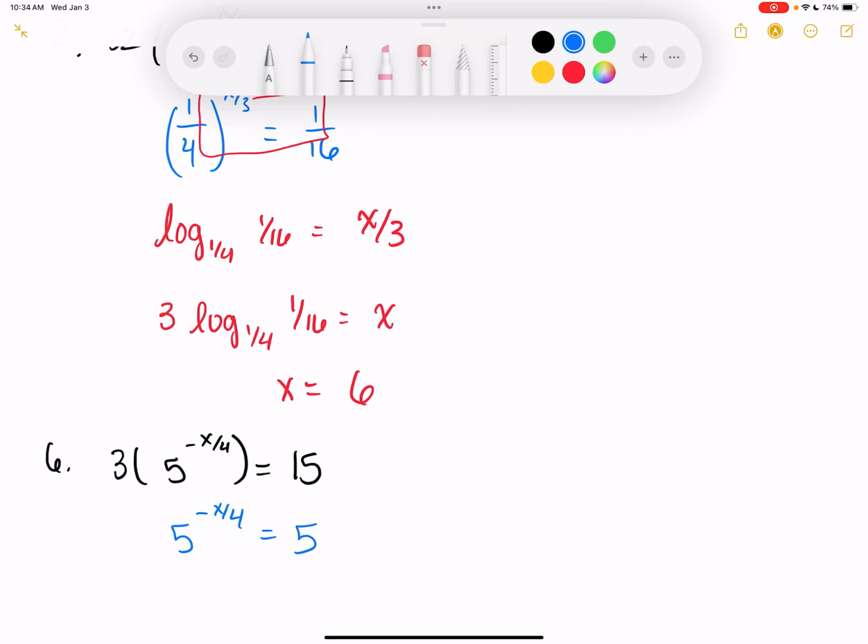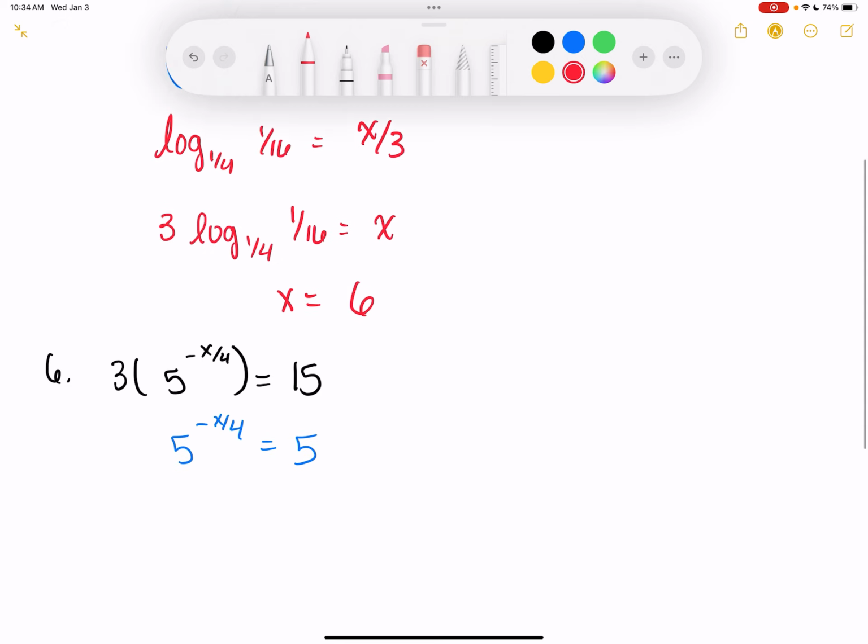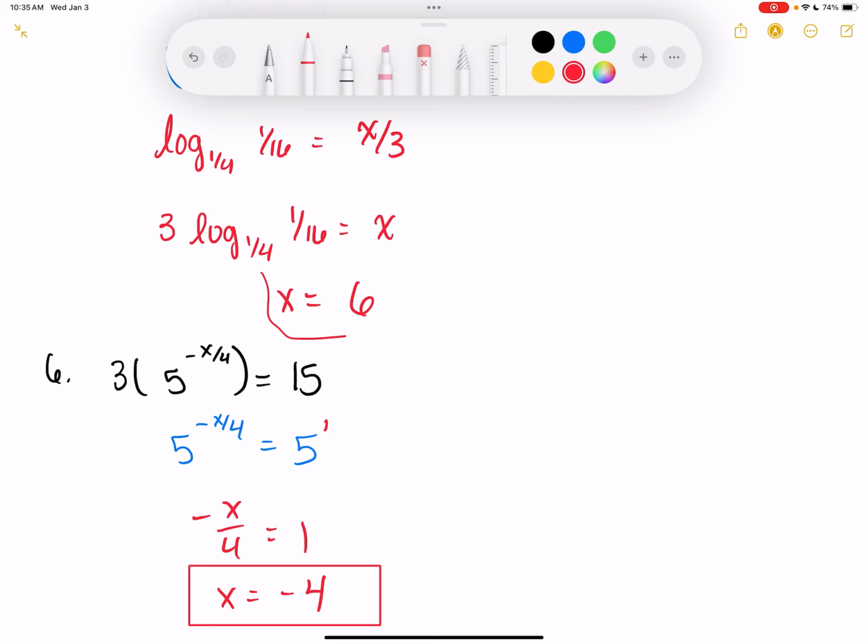Now, with this one, you can technically do it still by doing the L, or we can remember the properties that we've had that said that if the base is the same, then the powers have to be the same. So then negative x over 4 would have to be equal to 1, because this is technically 5 to the 1. So then x is equal to negative 4 would be the answer for that one.